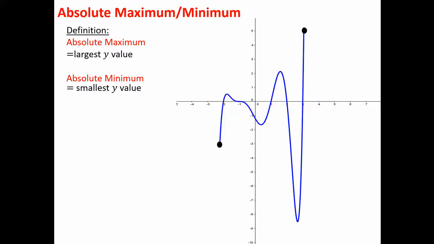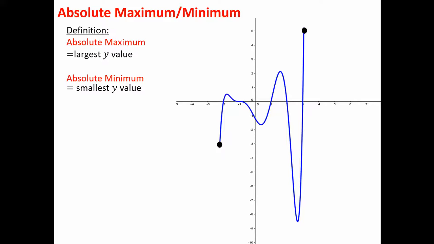Absolute minimum. No. Well, it is the absolute minimum, but what type of stationary point is it? There's only three types. Local minimum. Okay, that's a local minimum, but it is also an absolute minimum. And in year 12, this is normally worth 3 to 4 marks. You just have to prove that.